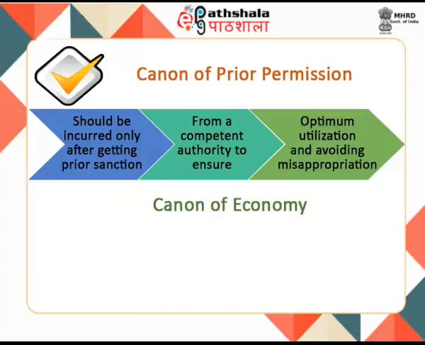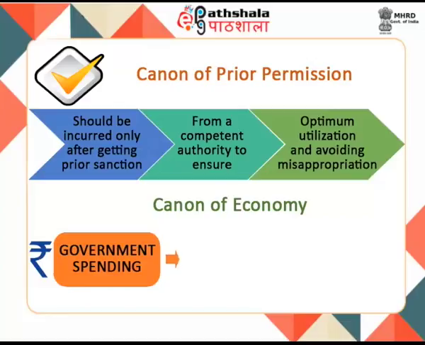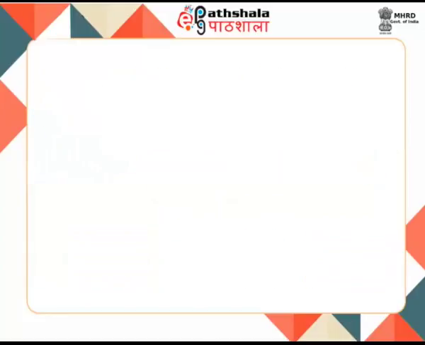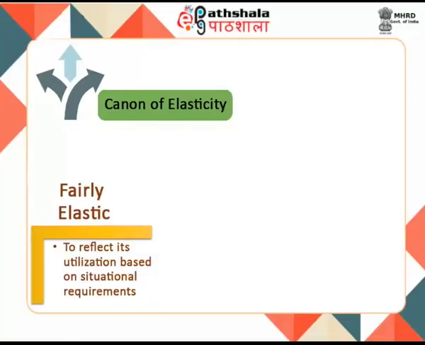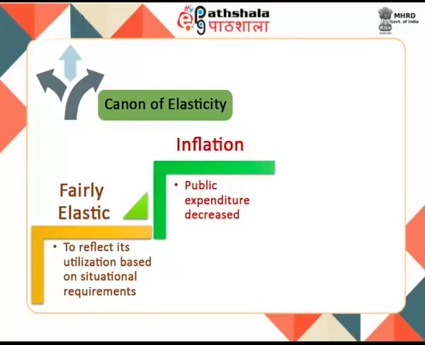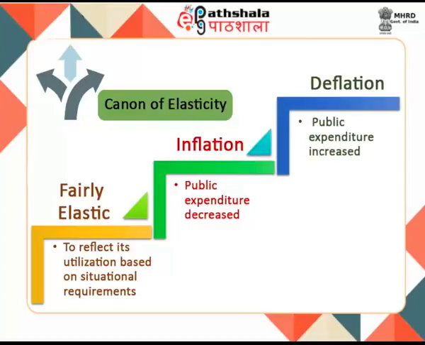Canon of economy. Government money should be spent in a way to ensure minimum wastage to get maximum benefits. Canon of elasticity. Public expenditure should be fairly elastic to reflect its utilization based on situational requirements. In case of inflation, it may be decreased, and in case of deflation, it may be increased without disturbance.